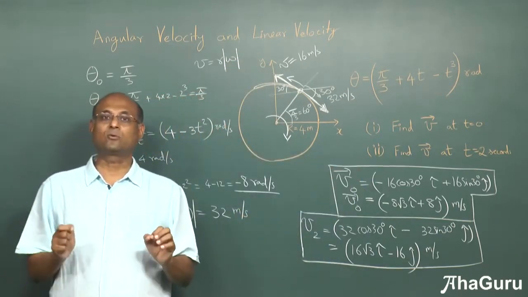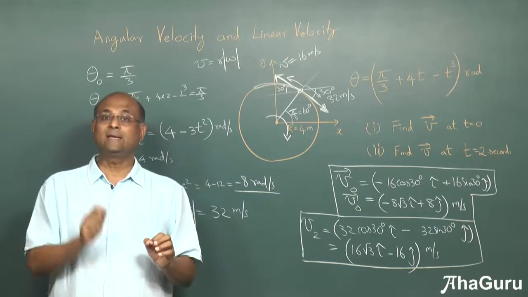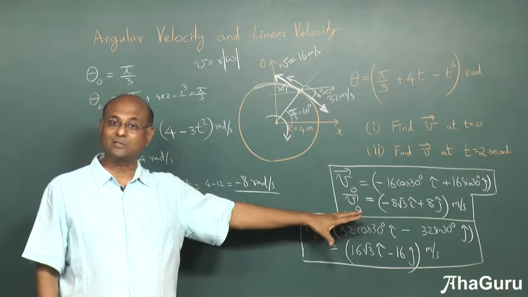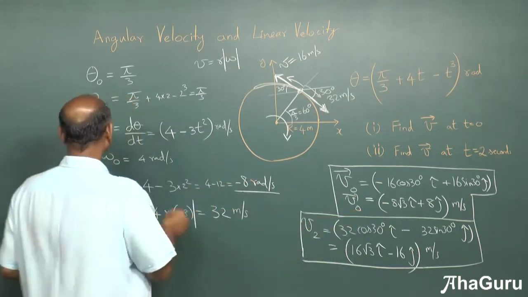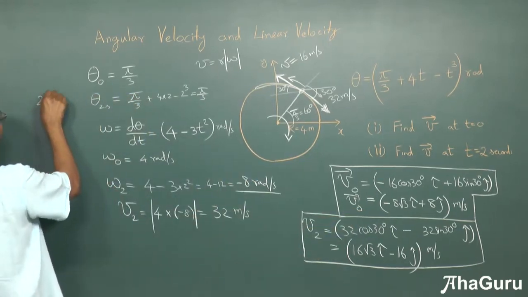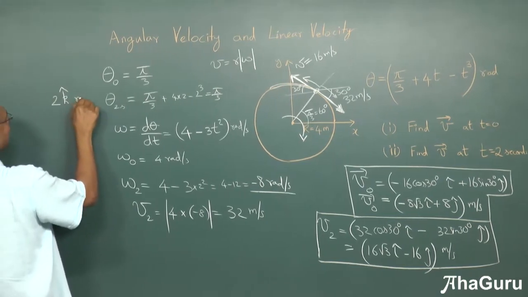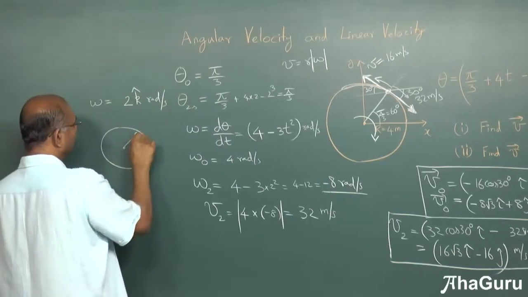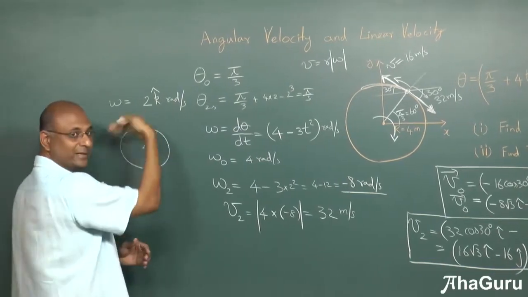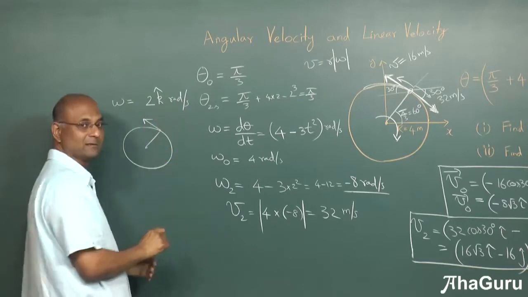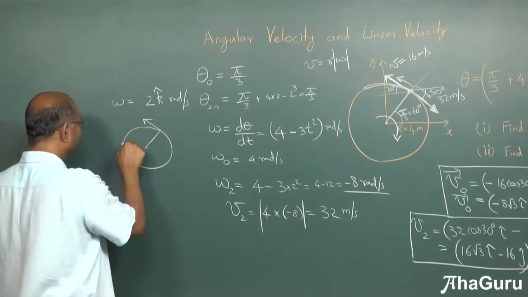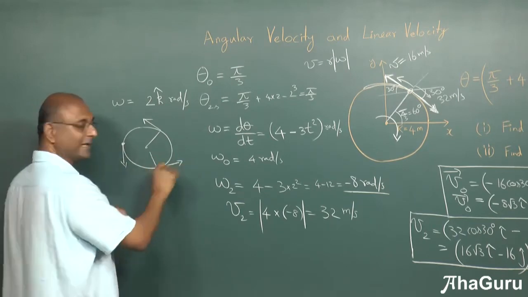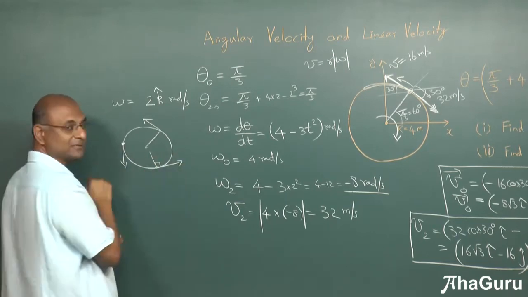So I hope it's clear how to calculate both the linear speed as well as the linear velocity from the angular velocity. If the question had told you that you had, let us say, 2 k cap radians per second as omega, then at this location the object is going this way, so the velocity will point like that. But at this location the velocity will point like this. At this location the velocity will point like that, everywhere perpendicular to the radius vector.